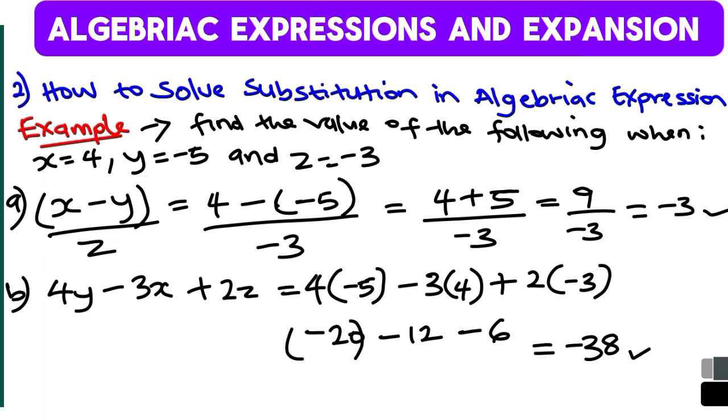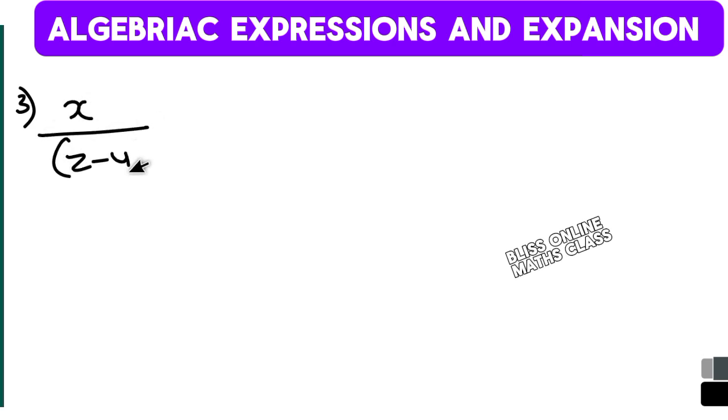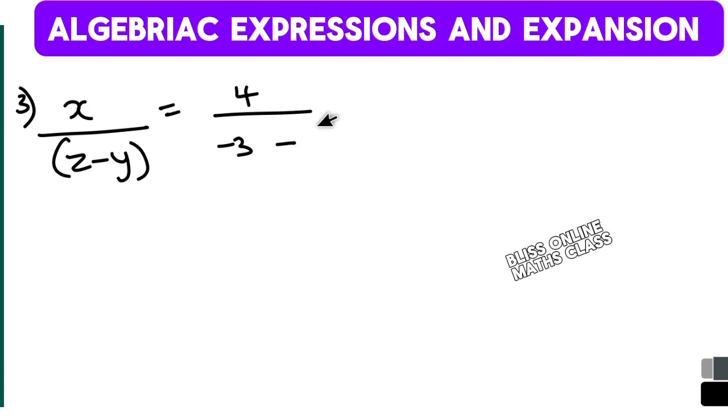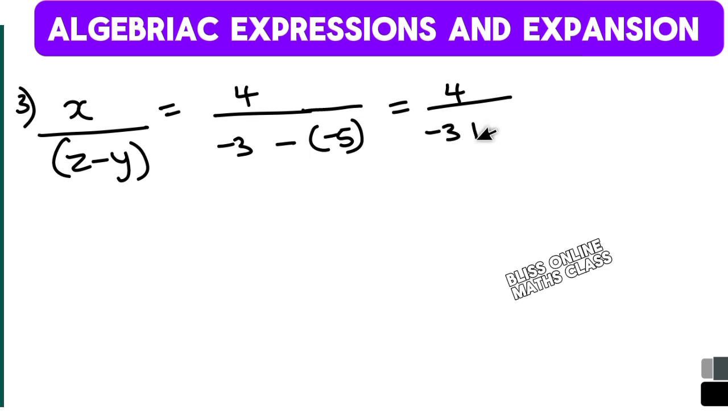And that's our answer. The example I want us to look at in this substitution is x divided by z minus y. Remember, our x is equal to 4, and our z is equal to minus 3, and our y is equal to minus 5. So this is x is equal to 4. We are substituting. Remember, z is minus 3, minus y is minus 5. So this is equal to 4 over, remember, minus times minus is plus. So this is minus 3 plus 5. And this will be equal to 4 divided by minus 3 plus 5, which is 2.